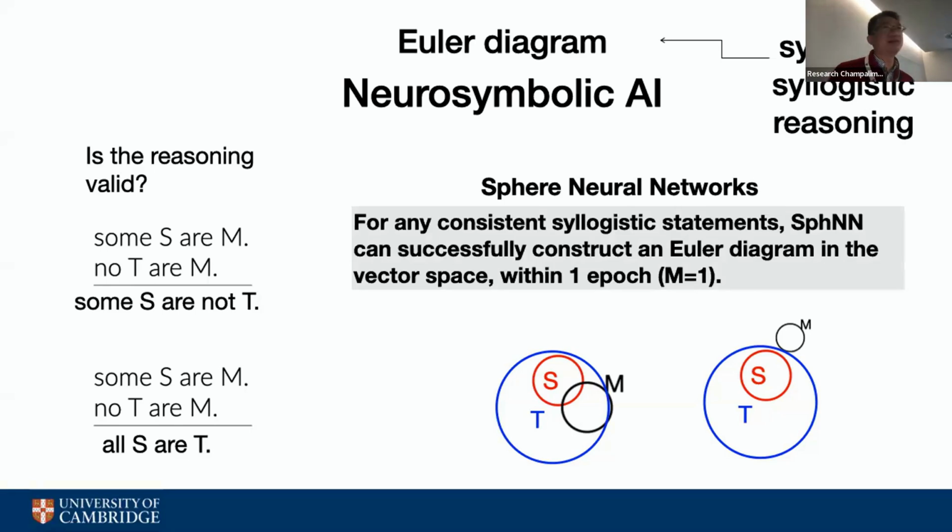The good thing is that we theoretically prove that for any satisfiable statement, the sphere neural network can construct an Euler diagram without error in one epoch. So after one epoch, the system calculates the global loss. If it is greater than 0, it means not satisfiable. Then it stops and says the conclusion is unsatisfiable. So the original statement is valid. This needs a theoretical proof: the feature of the network is independent of data.